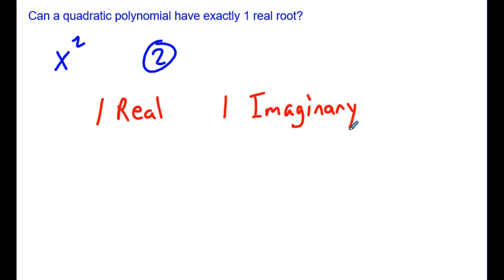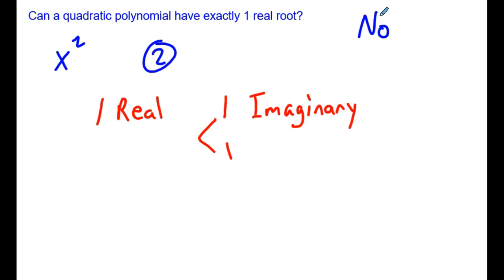But if you think back to the beginning of this unit, we had a theorem, the complex conjugate theorem, that says if you have a complex root or an imaginary root, they occur in pairs. So if we have one imaginary, there must be one that is a pair to it, the conjugate. Well, 1, 2, 3, that would imply we would have 3 total roots. This would no longer be a quadratic. So the answer to this question is no. You cannot have a quadratic polynomial with exactly one real root.